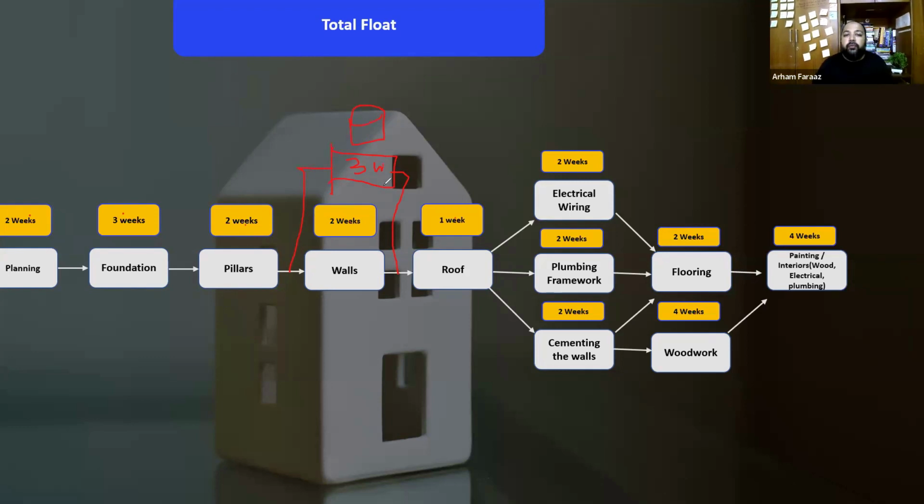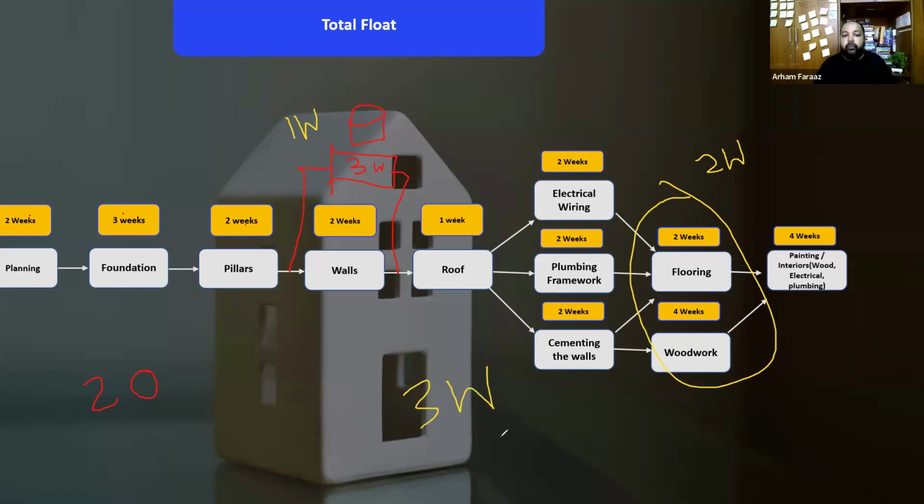Now, total float says on this project the critical path is 20 weeks, so the entire duration of the project is 20 weeks. Total float is wherever we have this buffer. Here you have 3 weeks and 2 weeks, so what is the buffer we have? The buffer is 1 week. On this path over here, you have 2 weeks and 4 weeks, flooring and woodwork, so the buffer over here is 2 weeks again. So the total float on this project, the breather we have on the entire 20 weeks, is 3 weeks. So that is your total float.